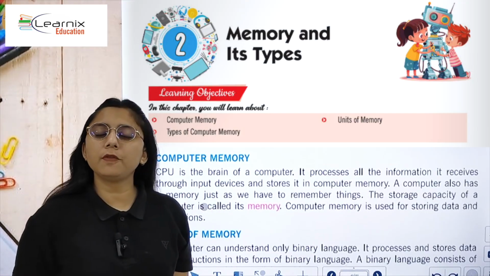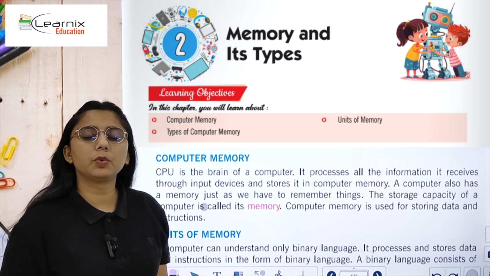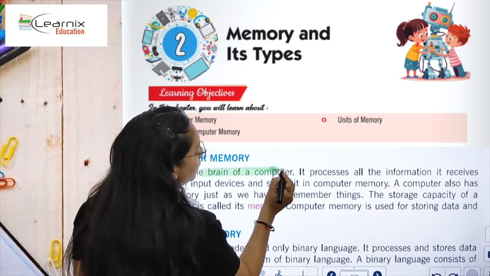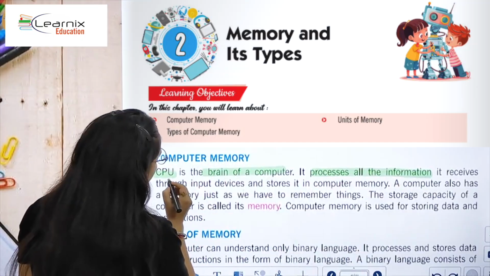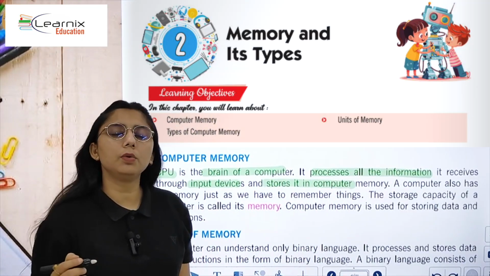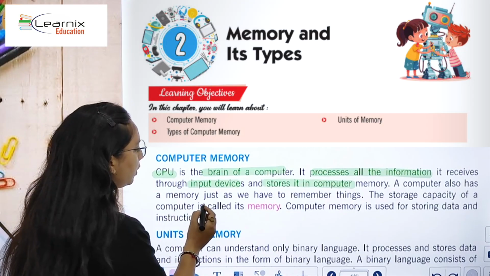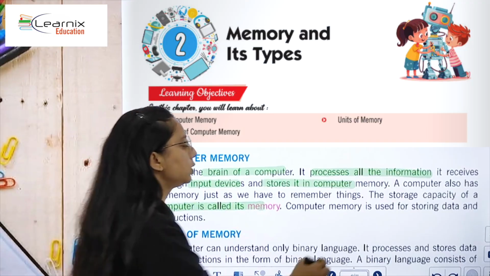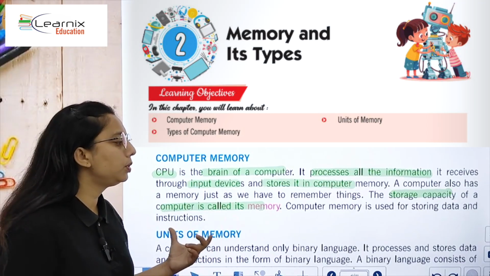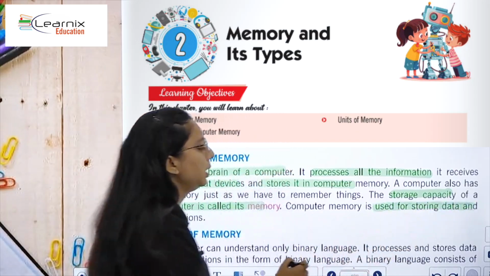The CPU is the brain of the computer. It processes all the data and information it receives through input devices and stores it in the computer memory. A computer also remembers things like a human being remembers, and the storage capacity of a computer is called memory. It is used for storing data.